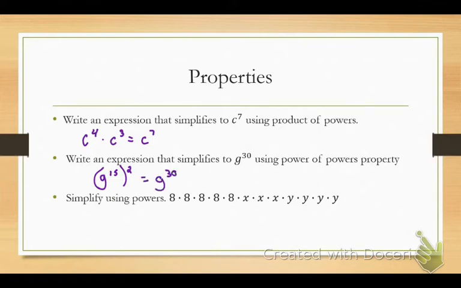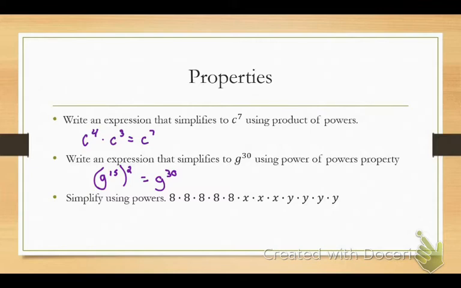Are there other combinations that could be multiplied that would give me 30? What's another combination? G to the 3rd power raised to the 10th. Very good. And I heard another one. G to the 6th power raised to the 5th power. So as long as you raise one base to a power to another power that multiply together to give you that answer.